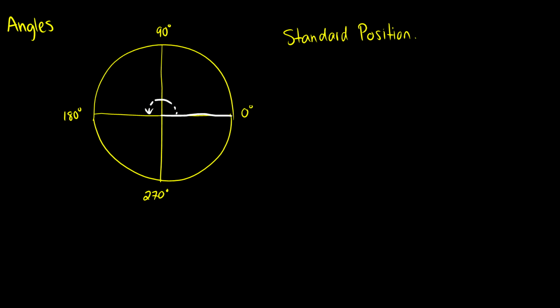So for instance, if we want an angle of 300 degrees, it would be here, and this angle would be counterclockwise. So that would be 300 degrees. We could also get the same angle by going negative 60 degrees. So if we want to go clockwise, we'll go negative degrees.